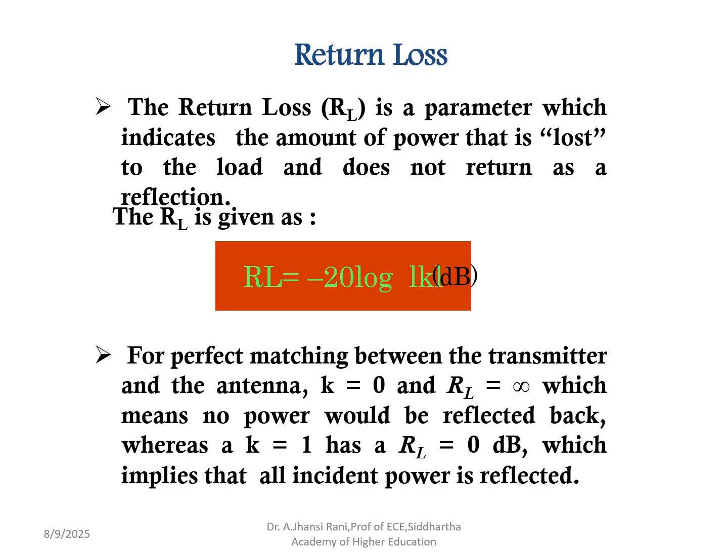So with perfect matching between the transmitter and antenna, K equals 0, the reflection coefficient is 0, and RL equals infinity, which means no power will be reflected back. When K equals 1, the reflection coefficient is 1, and that is not matched properly. Then RL equals 0, which implies that all incident power is reflected. That is, all the power is reflected, meaning there is no matching between the antenna and the transmitter.